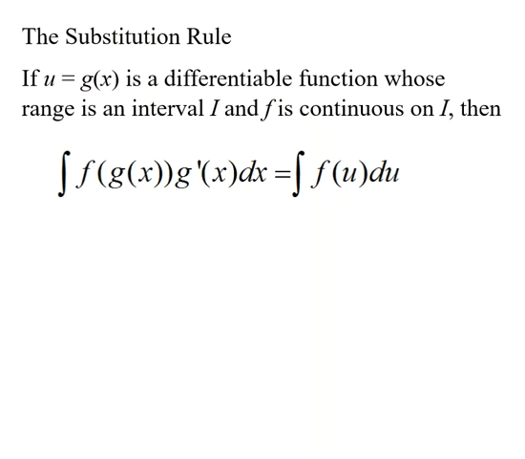So the formal definition of the substitution rule says if u equals g of x is a differentiable function whose range is an interval I and f is continuous on I, then the integral of f of g of x, g prime of x dx is equal to the integral of f of u du. Right? You totally got all of that. So really what it's saying is we're looking for some inside layer whose derivative is on the outside. And if that's the case, then I can change my variables to u to be able to work with it.